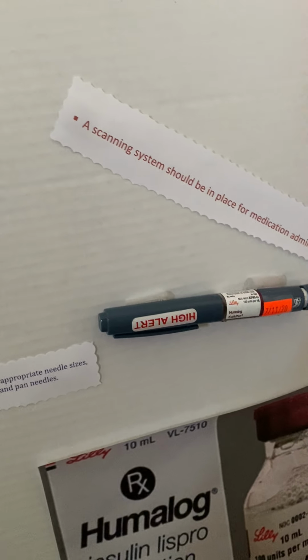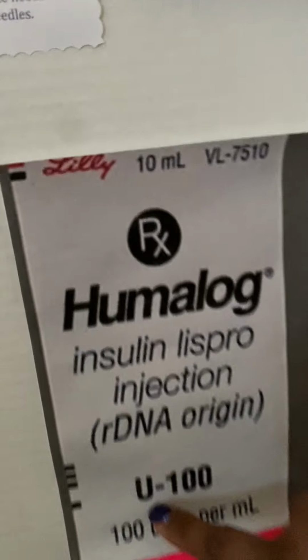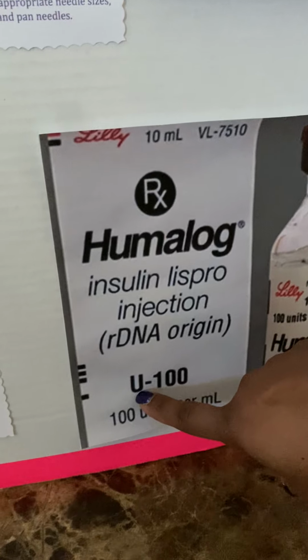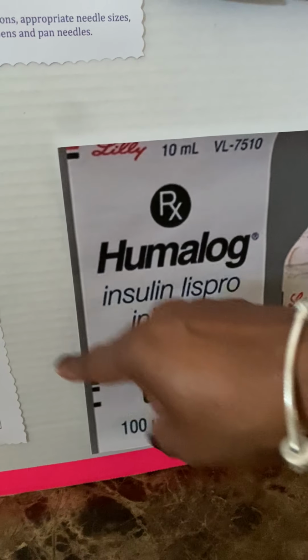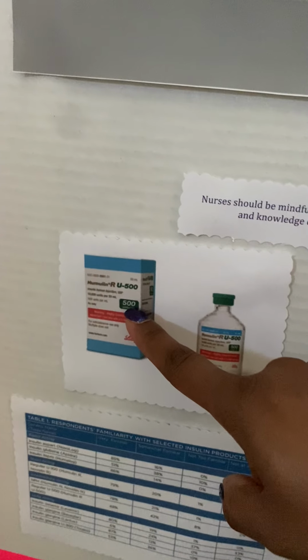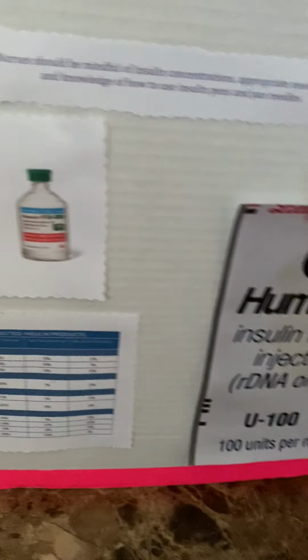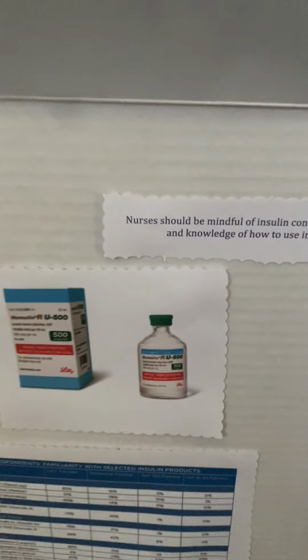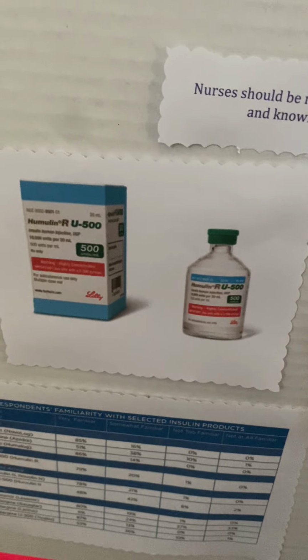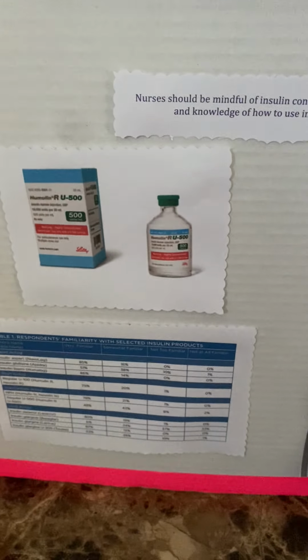For instance, you have the concentration of 100 units, and at times you have a concentration of 500 units. You can even have a concentration of 300 units. So it's very important to be aware of what type of insulin that you're giving.